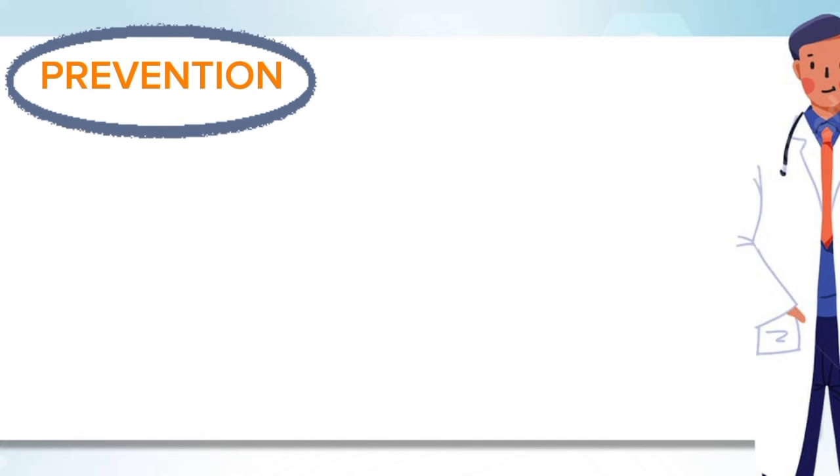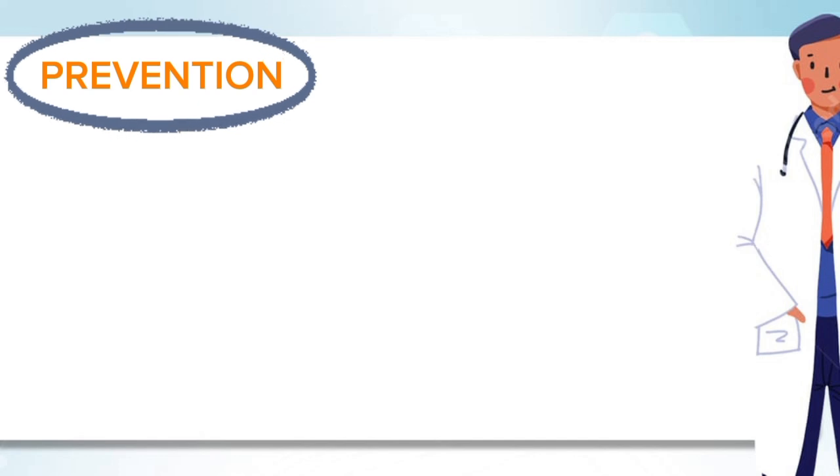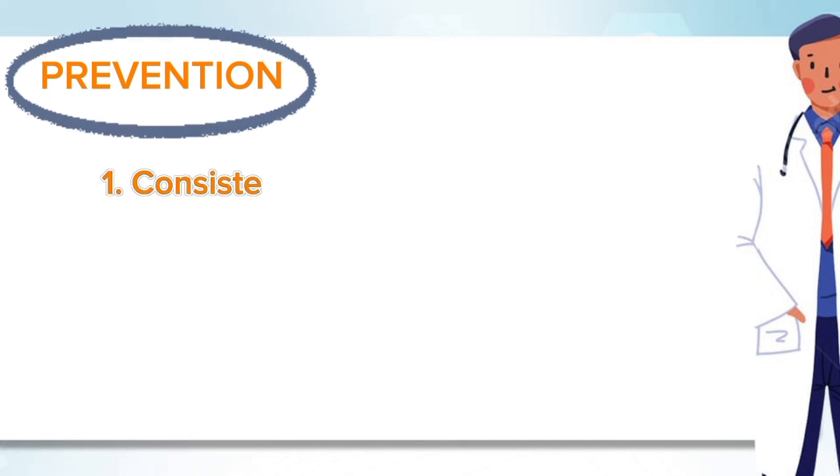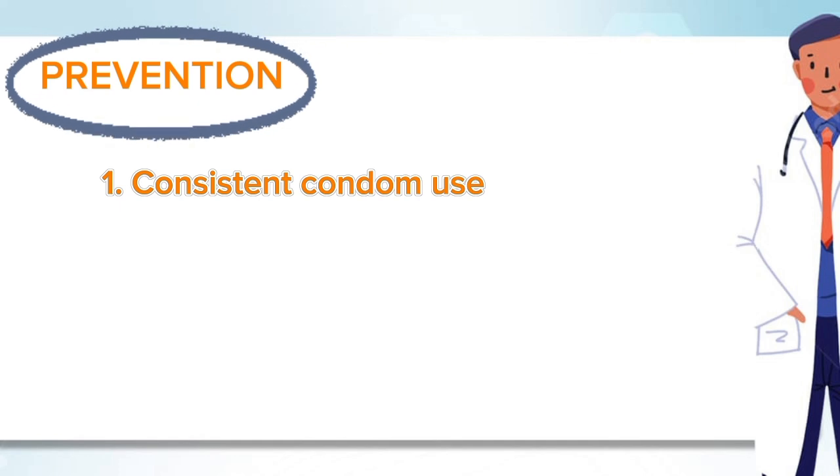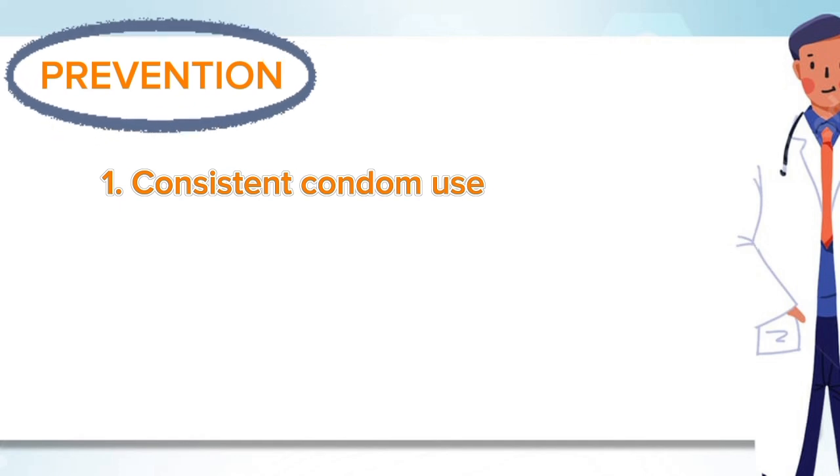Preventing gonorrhea is crucial to protect your sexual health and well-being. Here are some effective ways to reduce your risk of contracting this sexually transmitted infection. First, consistent condom use. Barrier protection. Condoms are the most effective way to prevent the transmission of gonorrhea during sexual activity.